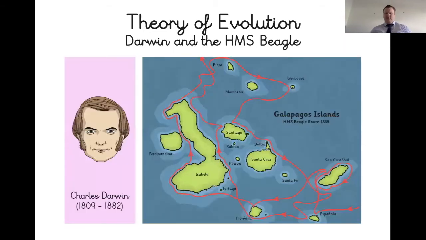Okay, back to Charles Darwin. There he is there on the left-hand side. We don't often see him as a younger man. We see him as an older man with a big bushy beard. Maybe that's just the image that we have in our head of what scientists are supposed to look like.